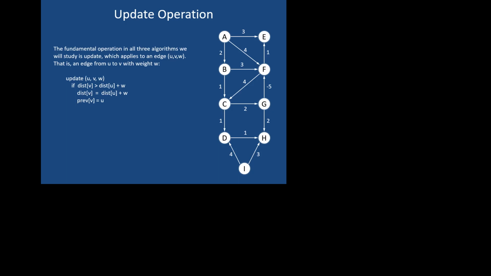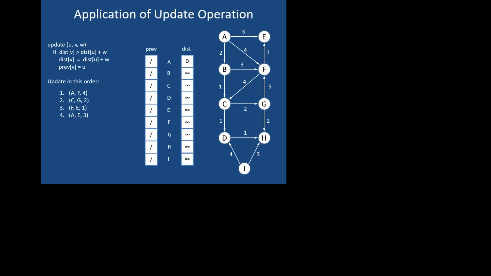And all 3 algorithms that we're going to look at use the update operation. They differ in how they decide when and where to update edges. They all work by updating edges. And that's what I just said there. So let's try out the update operation here. What will happen when we update?